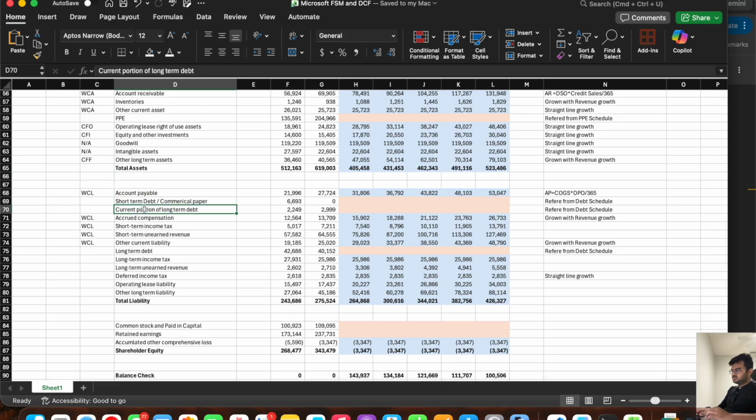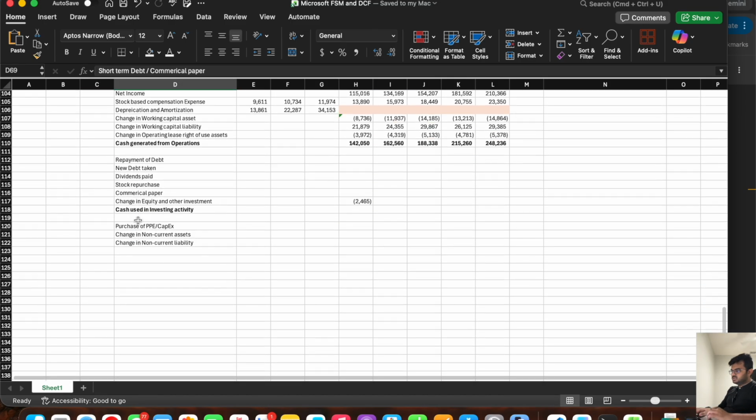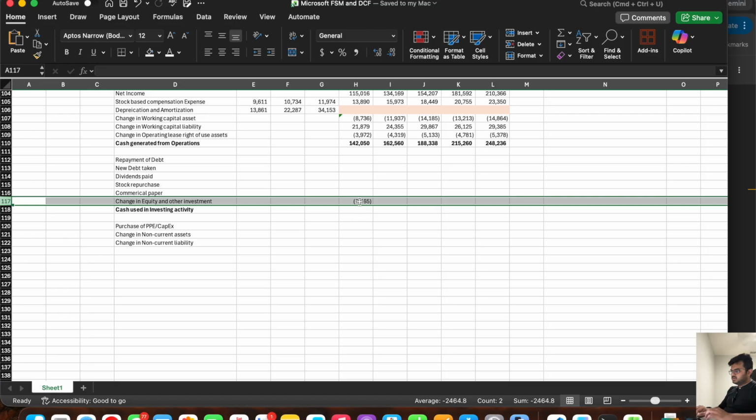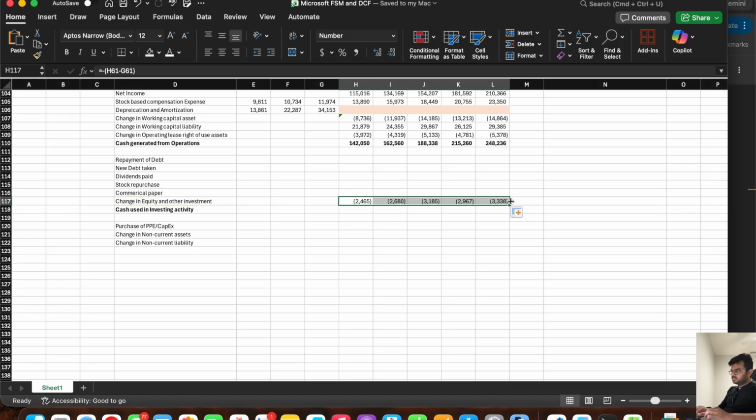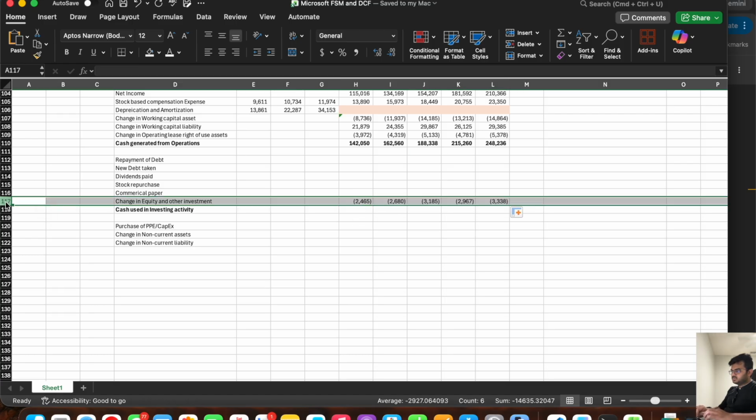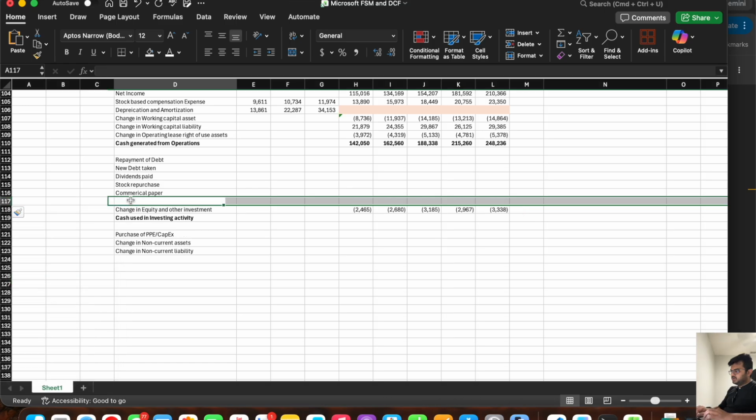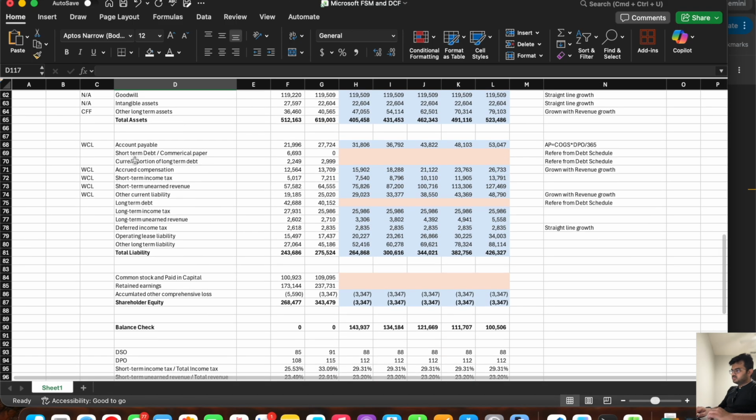Similarly, let's do it for our liabilities. Short-term debt or commercial paper, we already put a line item here in cash flow. Then similarly, this first, I will add one line item for this one as well.